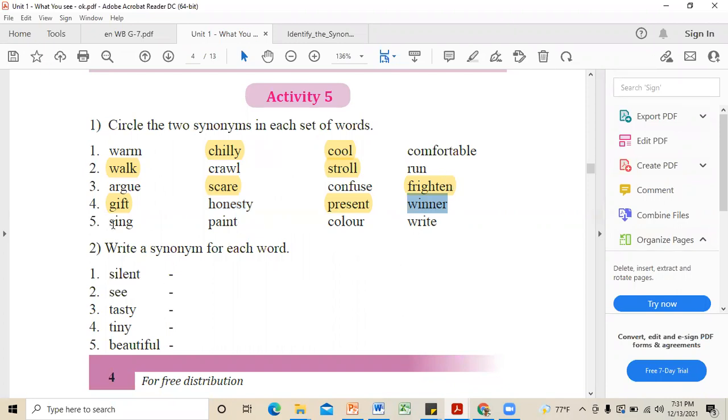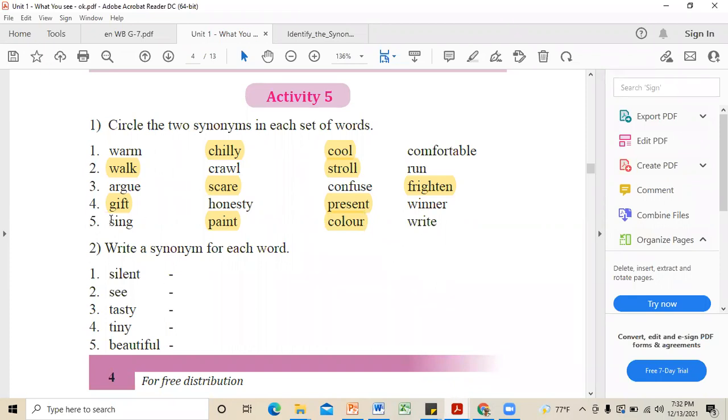So the fifth one, right? So sing, paint, color, write. So who would like to try this? Maybe Ishini, would you like to try this one? Paint and color. Yes, very good. Paint and color, right? So let's say I'm drawing a picture, and once I draw, I will have to paint it, right? So I will take different colors and I can paint, right? Or else I can say, I'm going to color the picture I drew, right? So we can use it interchangeably.